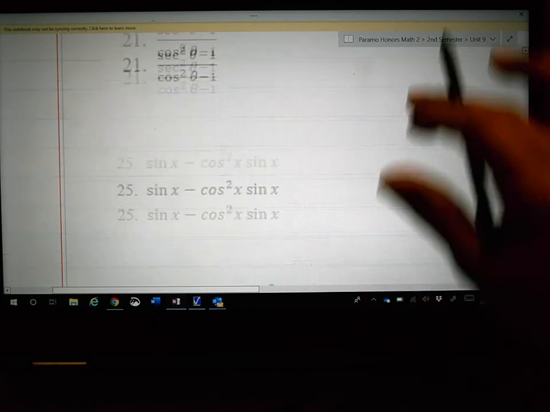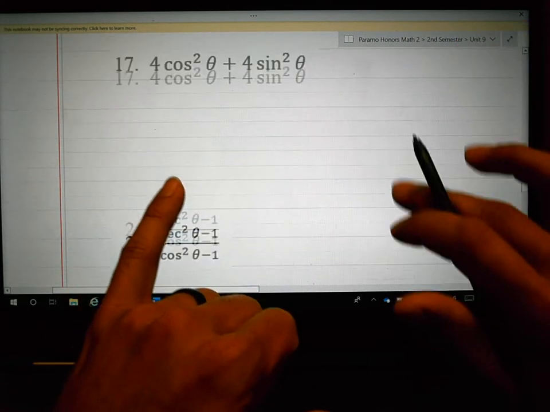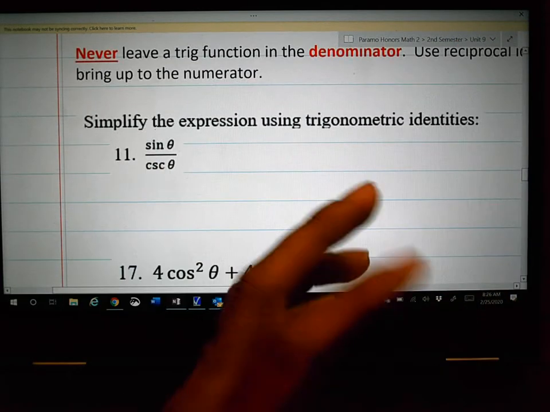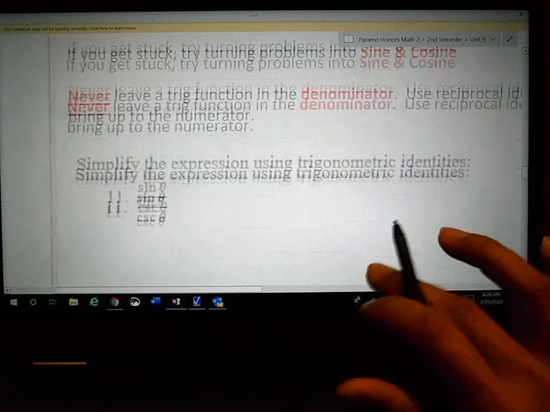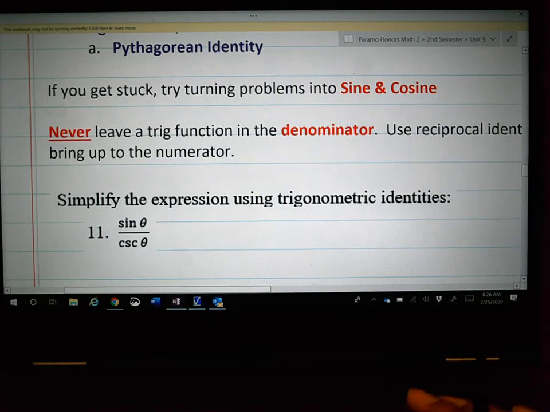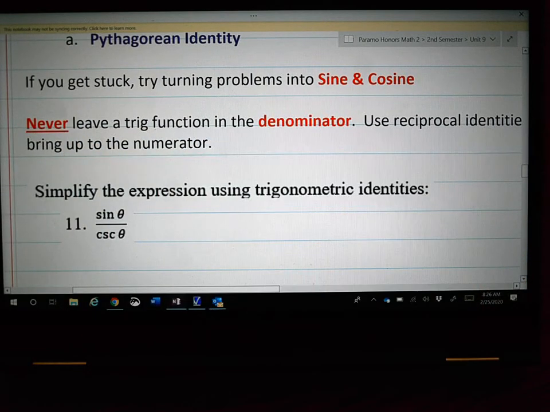We'll talk about these examples. I have 1, 2, 3, 4, 5, 6 examples just to show you different types that you're going to do and different techniques. Some other things that I want you to know. If you get stuck, turn the problems into sine and cosine.